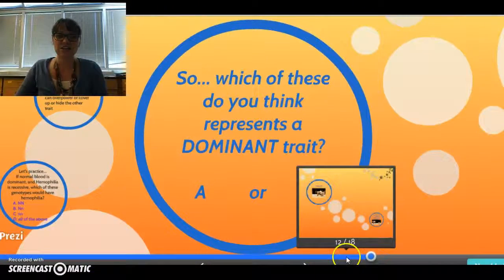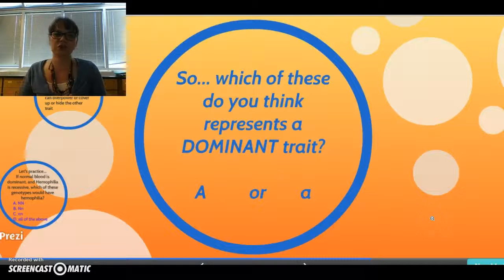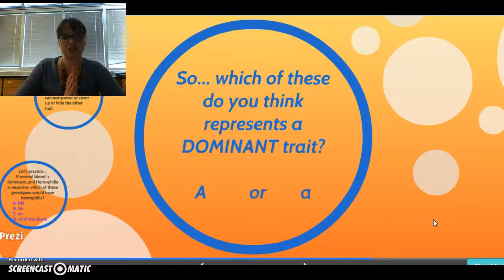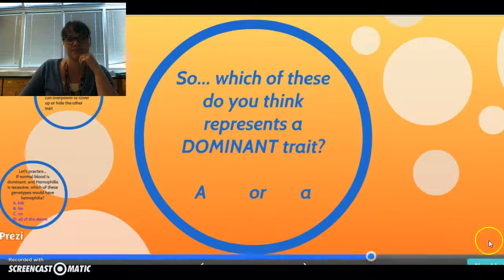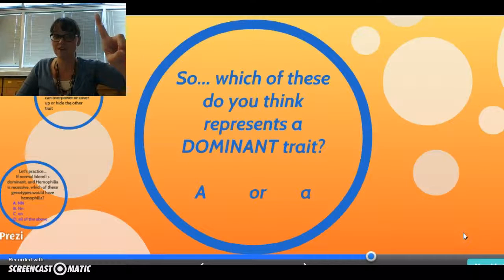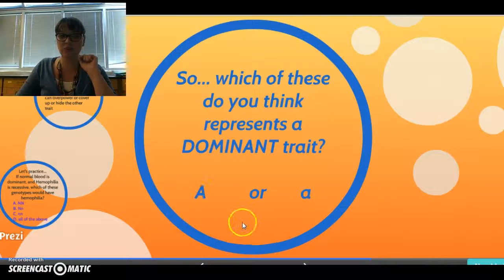All right. So when you're thinking of a dominant trait, which one of these alleles do you think represents a dominant trait? Would it be a capital A or a lowercase a? Which one's going to be dominant? If you said capital A, you are correct.